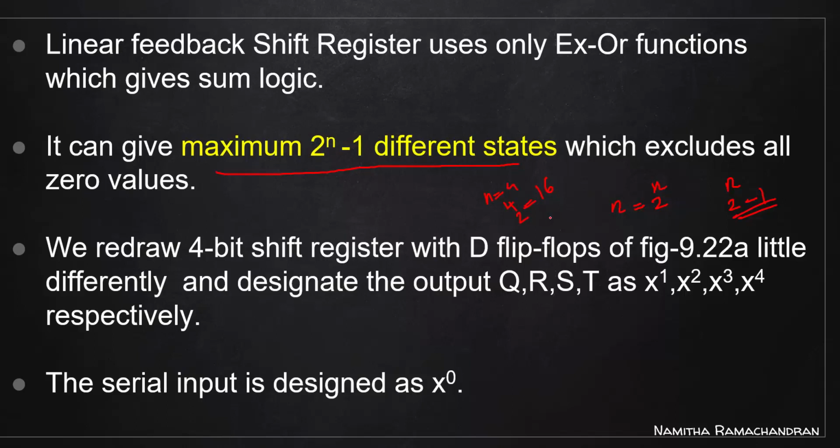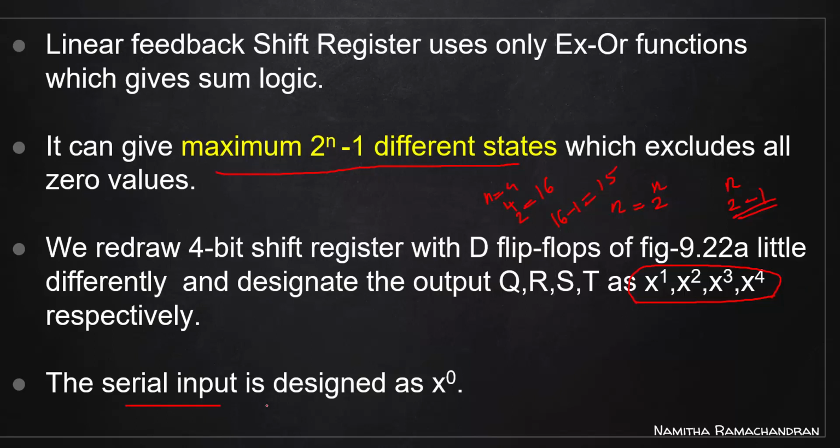In the 16 different states, a linear feedback shift register will generate 16 minus 1, 15 different states, and it will repeat after these 15 states. And the same linear feedback shift register can be represented in terms of a polynomial also. This is a common representation for our linear feedback shift register, that is, representation in terms of polynomial.